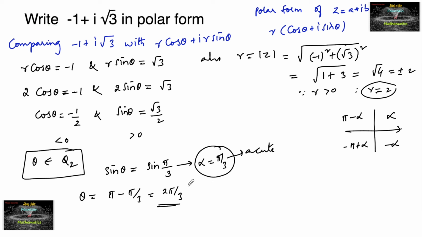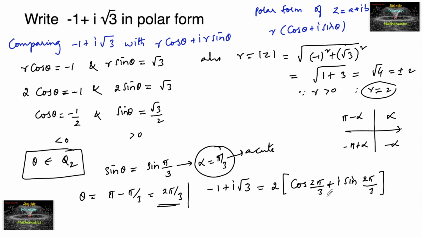Therefore the polar form we can write as -1 plus i root 3 is equal to r times cos theta plus i sin theta, where r is 2, that is 2 times cos of 2 pi by 3 plus i sin of 2 pi by 3. The argument of the complex number z is 2 pi by 3. So 2 times cos of 2 pi by 3 plus i sin 2 pi by 3 is the polar form.